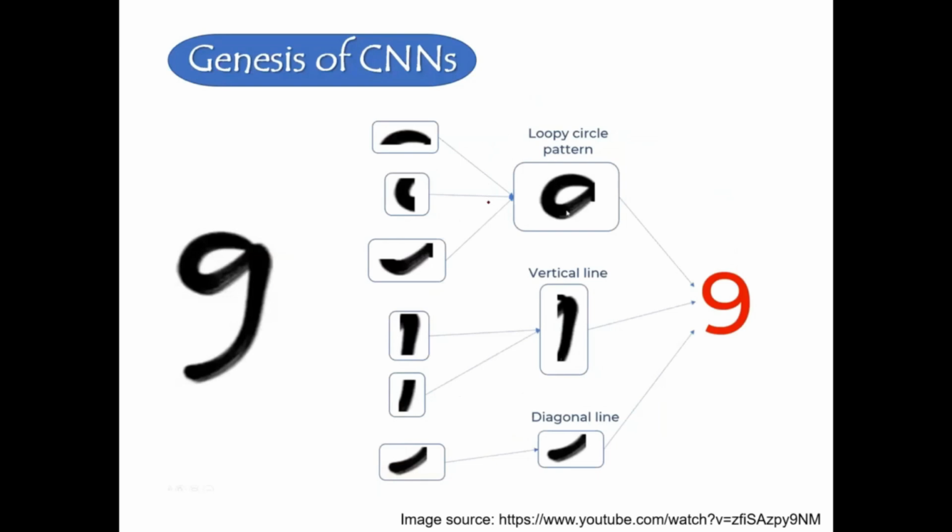Again, it will be the same for numbers or any type of images. In this type of edges, the upper portion is curved. In this case, the left portion is curved. Here, the lower portion is curved, and this will contribute to some bigger pattern, that is a loopy circle pattern. And lower level features have straight lines, a vertical line, and some diagonal line, and ultimately it will tell that this is the number 9.